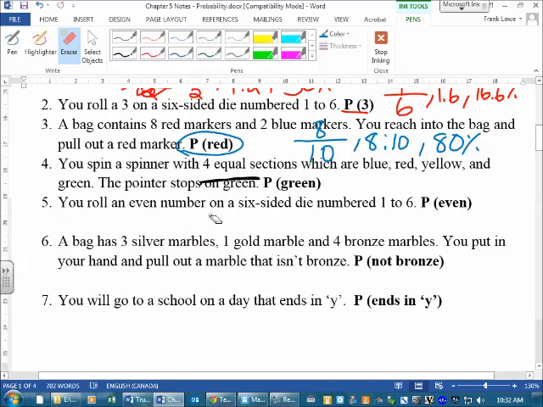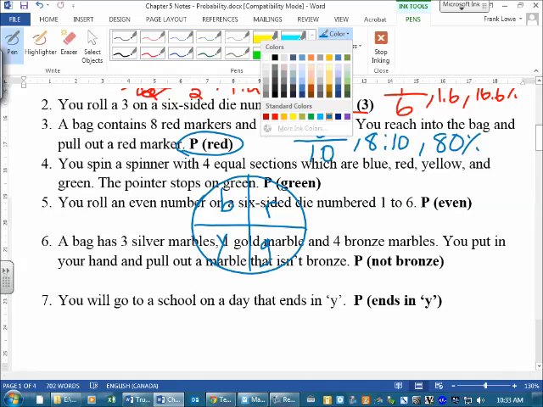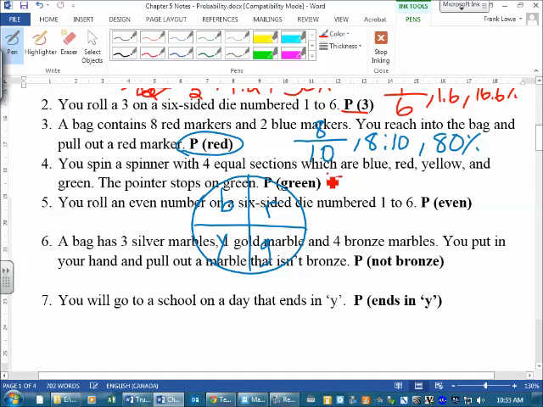Okay. Next one. Now we're spinning a spinner. And we'll draw that too. Okay. Here's our spinner, just like on the game spinner, right? And it says there are 4 equal sections. So there's 4 equal sections. One's blue, one's red, one's yellow, and one is green. So it is asking right here, what is the probability that you're going to land on green?